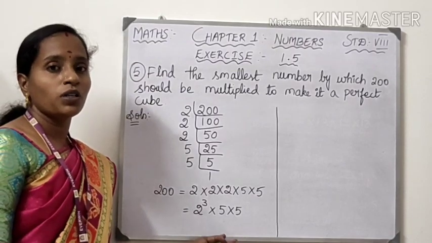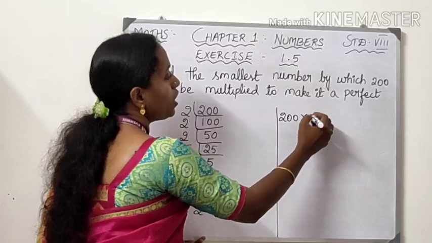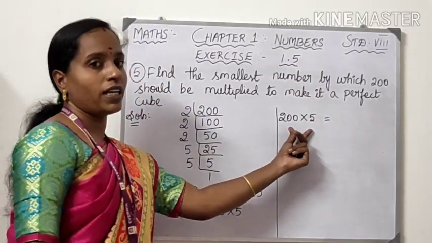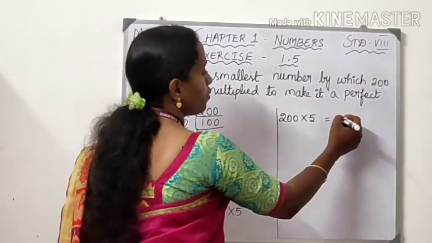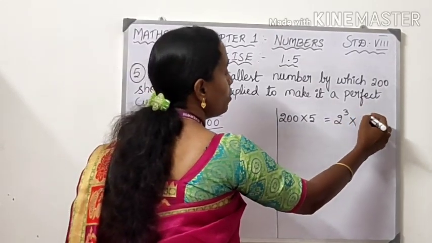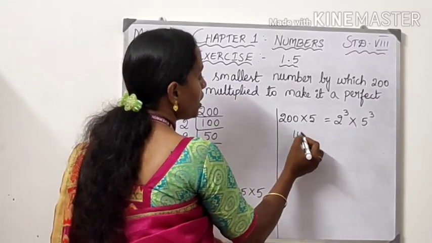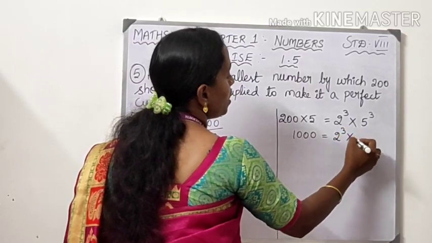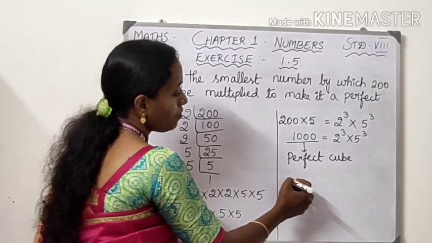So what I am going to do here is multiply both sides with 5 so that it will become a triplet. So you can see on the left hand side I have multiplied with 5, that is 200 into 5, and on the right hand side I am going to multiply with 5 so that I will now get 2 to the power 3, then 5 to the power 3. So you can check here 200 into 5, now we will get 1000. So the right hand side we can write as such 2 to the power 3 into 5 to the power 3. So this 1000 is a perfect cube.